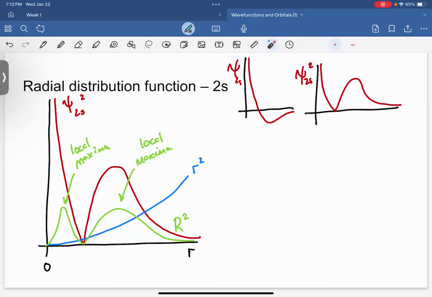Okay, so hopefully this was helpful in terms of thinking about wave functions and orbitals.